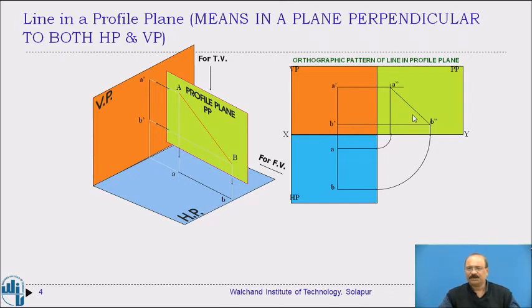Based on these particular angles, if the summation of these two angles is 90 degrees, then the line is situated in the profile plane. You are going to consider it as a profile plane, and you are going to solve the problem based on this. Here you can observe it.